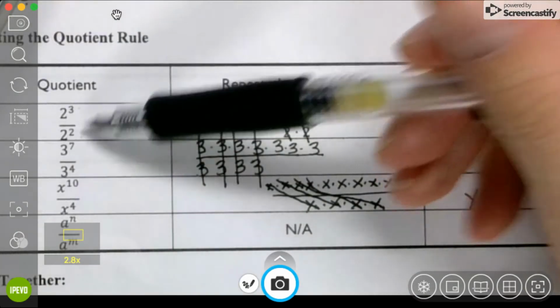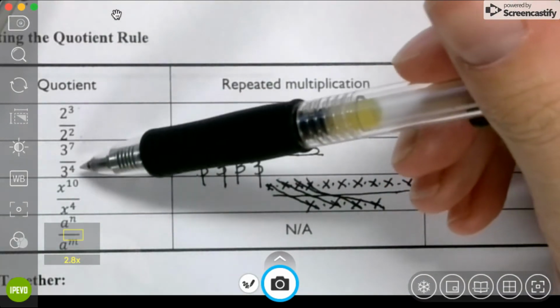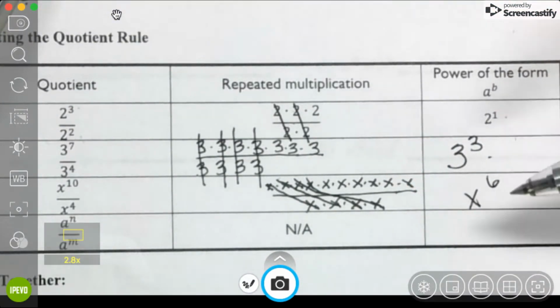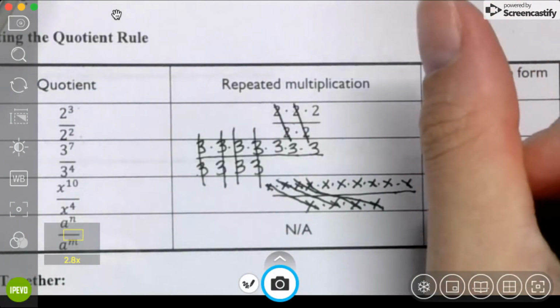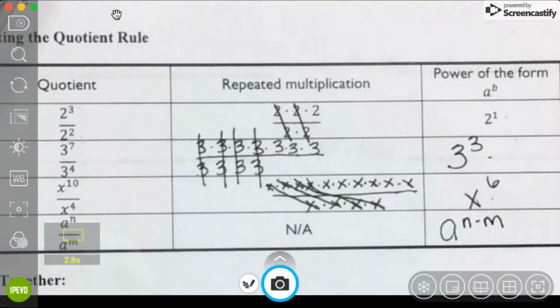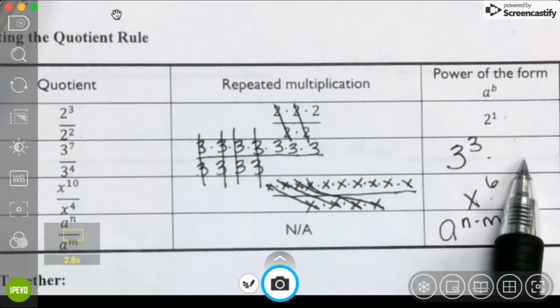So we're going to think through this now. 2 to the third over 2 to the second, I was left with 2 to the first. 3 to the seventh over 3 to the fourth, I was left with 3 to the third. X to the 10th over x to the fourth, I was left with x to the 6th. What do you think is happening with the exponents? They're actually being subtracted. Okay? And again, if you need to write this out, that is perfectly fine.